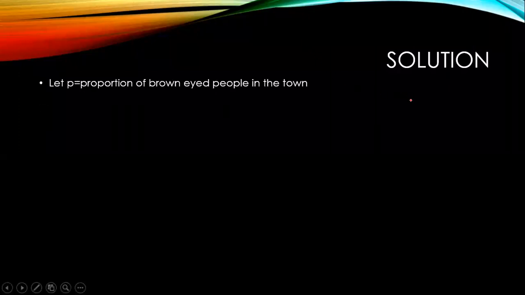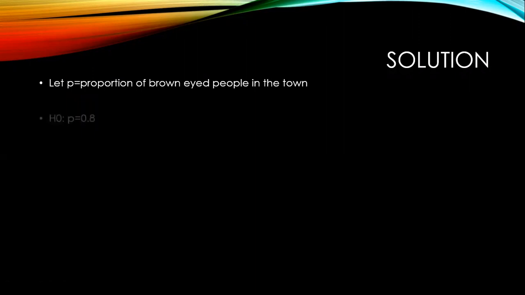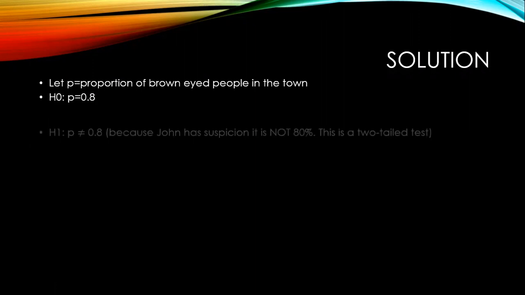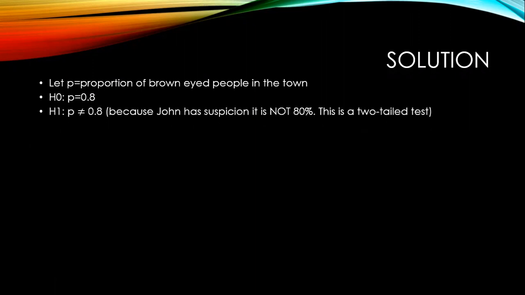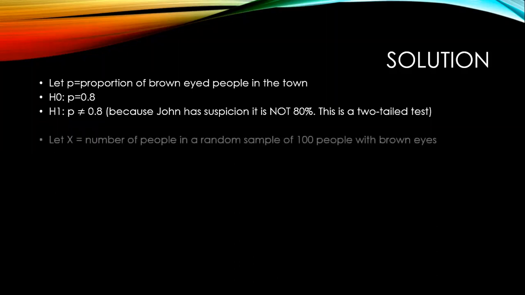So let P be the proportion of brown-eyed people in the town. Our null hypothesis is P equals 0.8, so the probability of picking a brown-eyed person is 0.8. Our alternative hypothesis is that the probability is not equal to 0.8, because John had a suspicion that the proportion is not 80%. So this is a two-tailed test. Again, we want to be careful with the wording of the question because it could be a one-tailed test, but in this case, it's a two-tailed test.